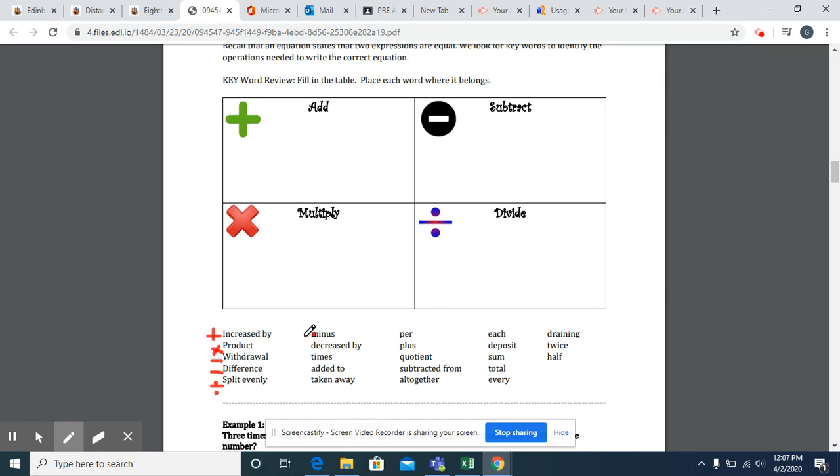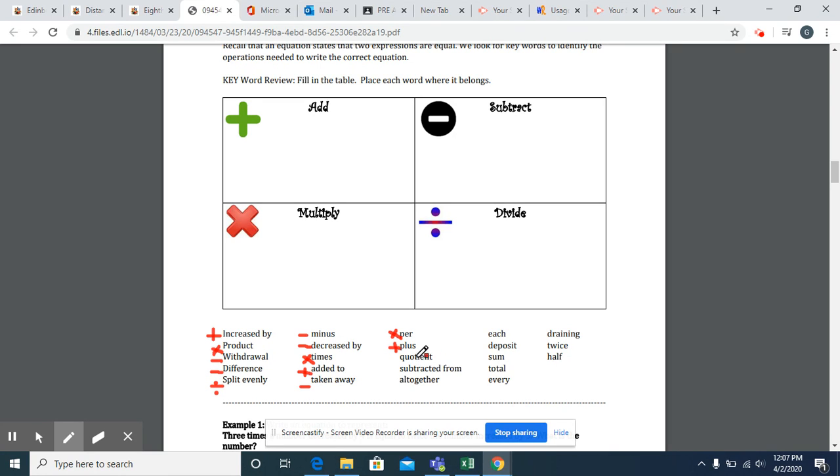Minus, of course, self explanatory, means to subtract. Decreased by, another word you'll see, and it's the reciprocal of increased by, which means to subtract. Times, of course, we know that means to multiply. Added to, add. Taken away, subtract. Per, anytime we see the word per, you will see this one a lot, multiply. Plus, add.